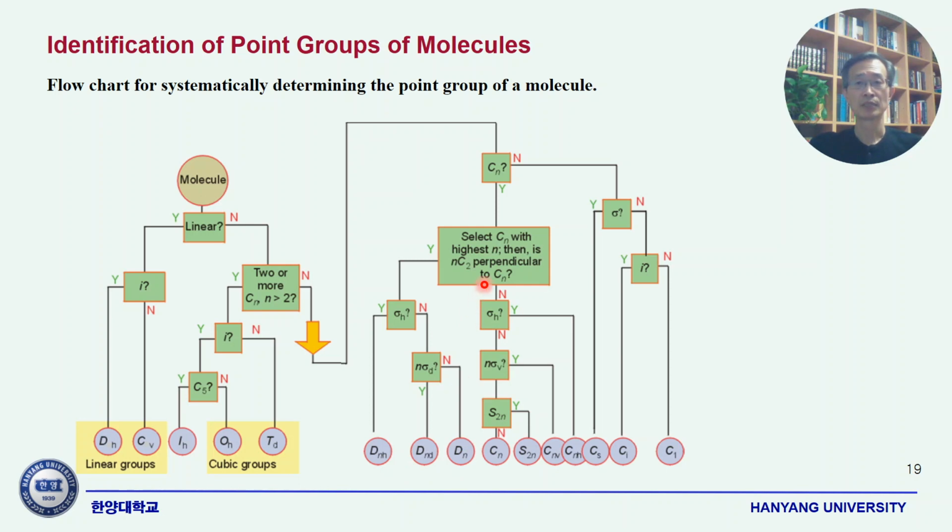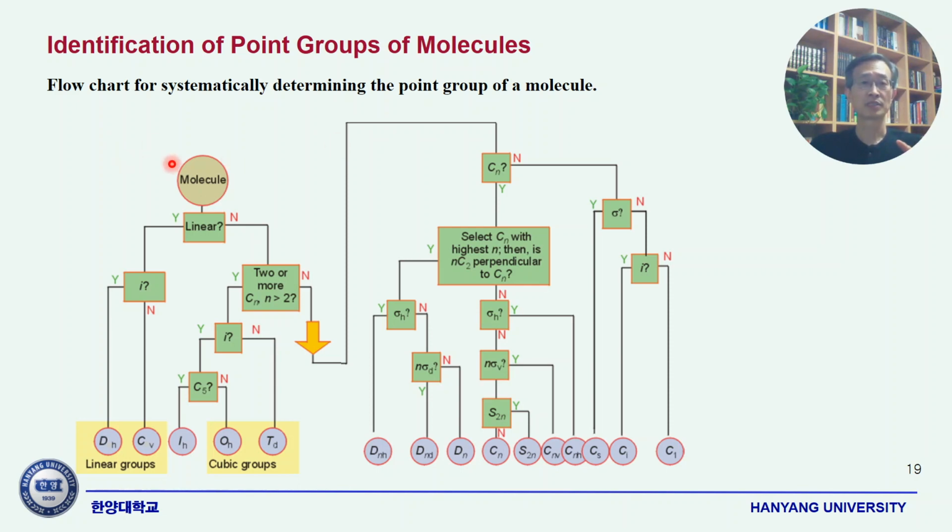And now, if there is no n C2 perpendicular to Cn, no, then if there is sigma h, yes, then that's Cnh. And then if there is sigma v, then that's Cnv. And then if there's an S2n axis there, then S2n. If not, that's Cn.